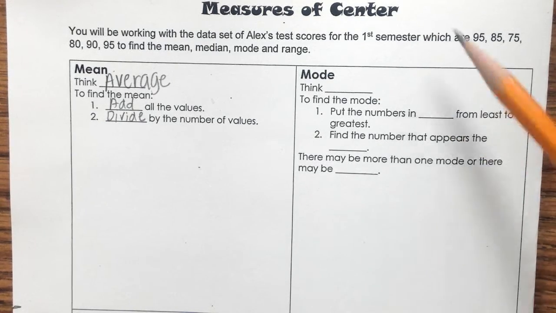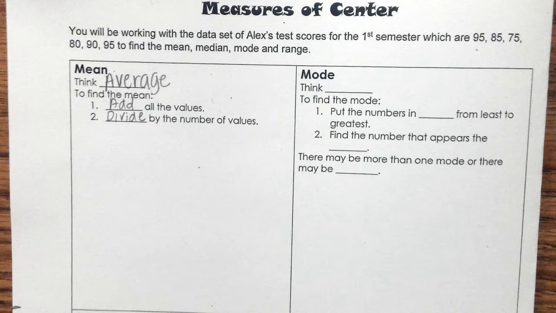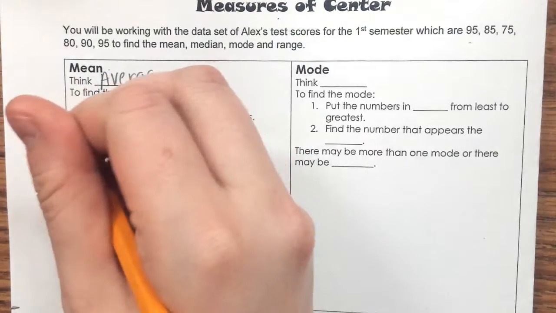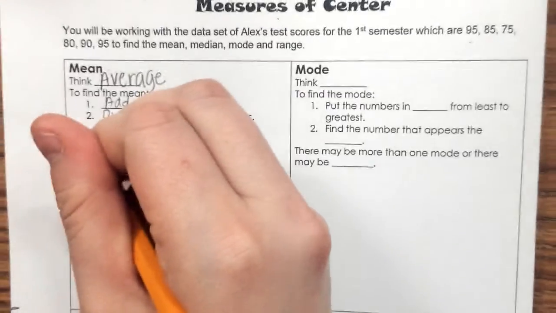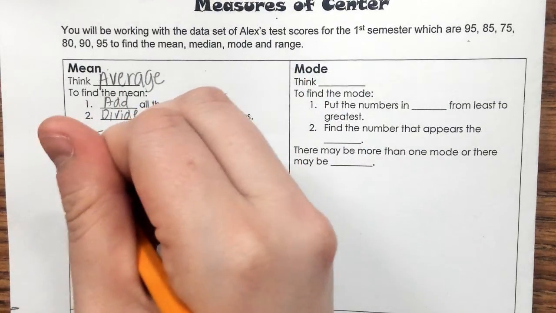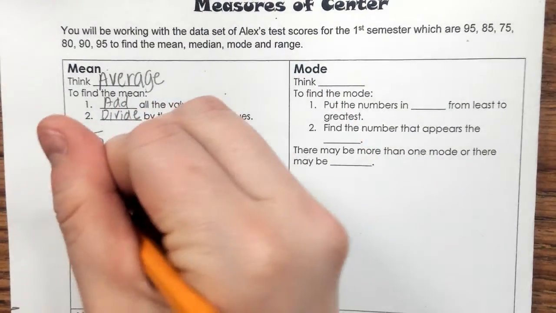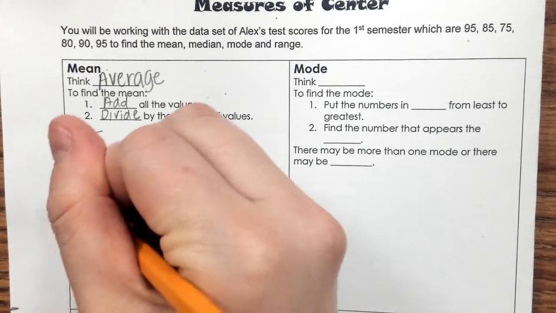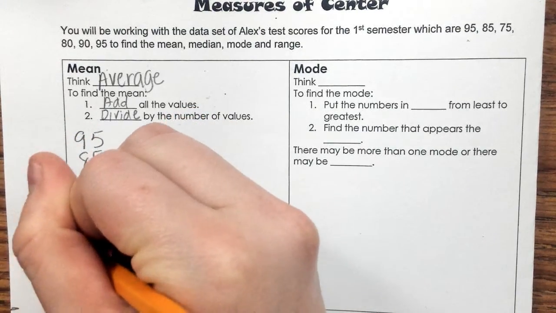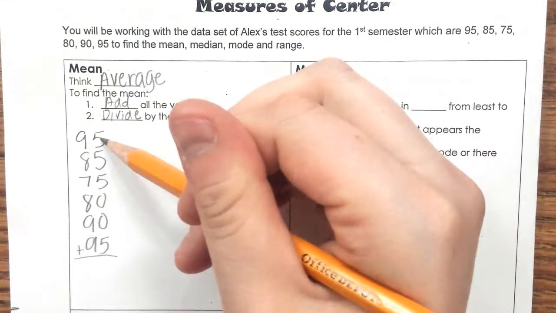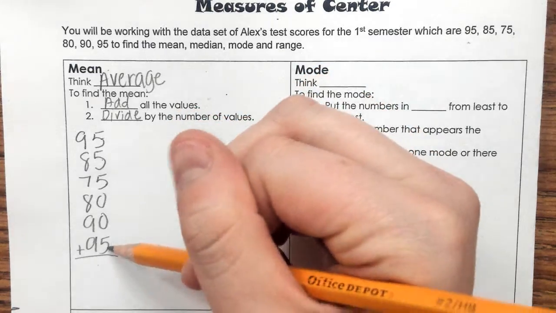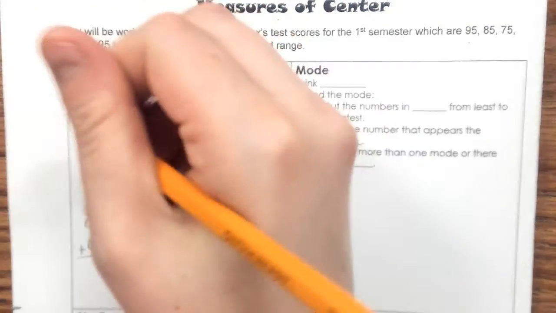In any question like this, we would just count how many numbers we have, and that would be the number we divide by. So let's go ahead and add up our test scores. Let's line them up: 95, 85, 75, 80, 90, 95. Let's go ahead and add. We have 5, 10, 15, 20. So 0, carry 2.